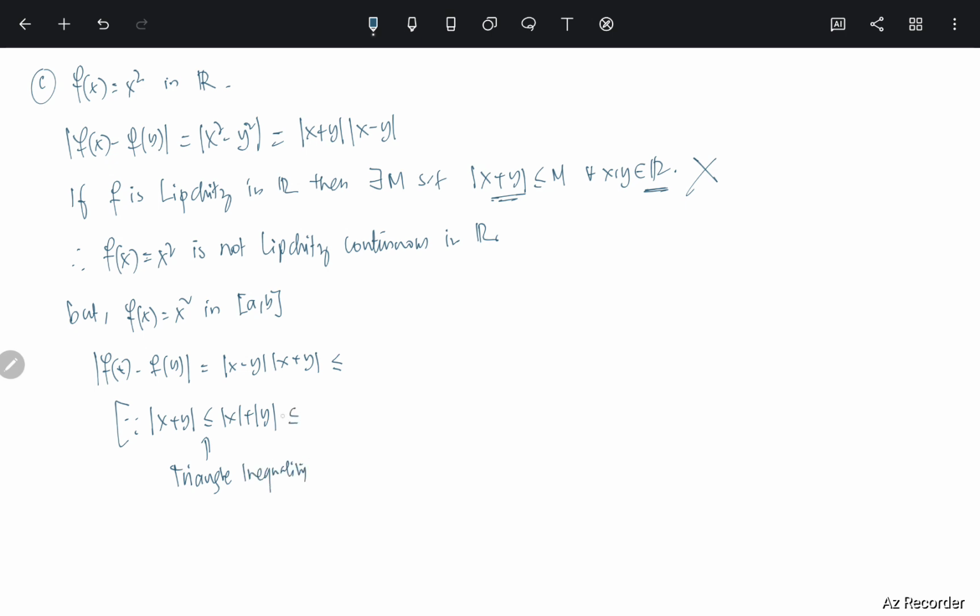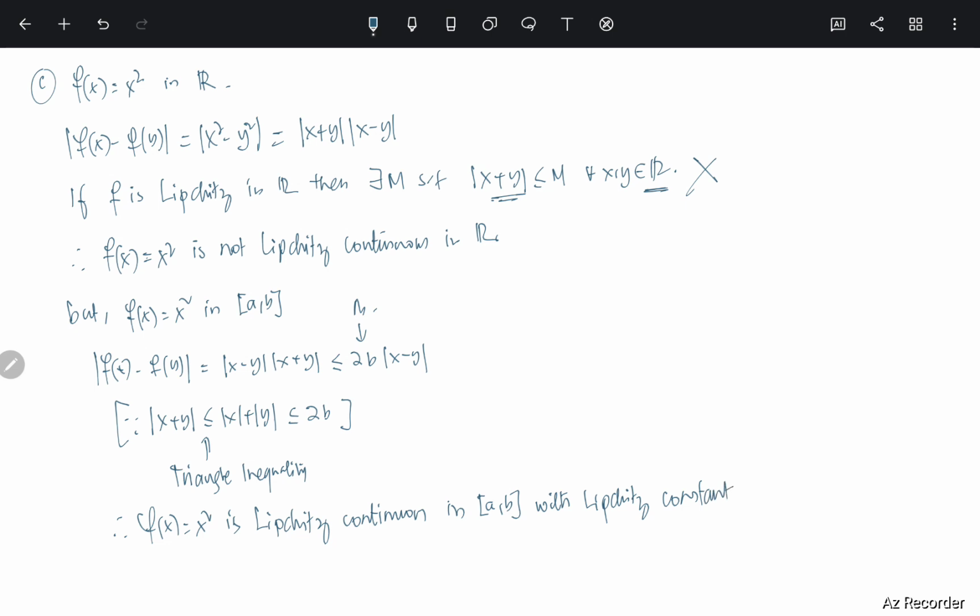Hence you see this is less than or equal to, and |x| is always bounded by b, right? So this is always bounded by 2b. So this is 2b times |x - y|. Okay, so this is your M. So therefore f(x) = x squared is Lipschitz continuous in closed [a, b] with Lipschitz constant. Okay, what is the Lipschitz constant? 2b, right? Okay, so I hope this is clear to you, whether it is Lipschitz continuous or not.